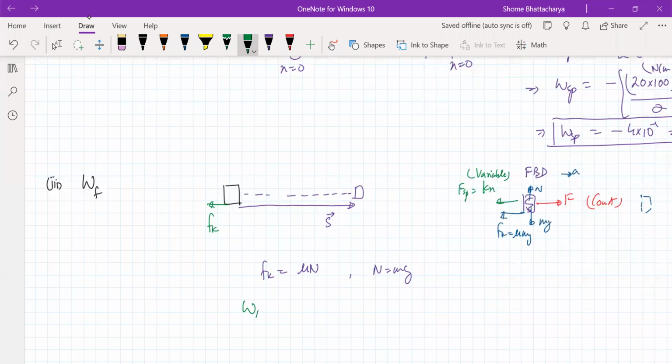So work done by friction will be simply equal to minus of friction into displacement. So minus of mu mg into S. So that is minus of 0.1 into 5 into 10 into 2 centimeters. So this is becoming 5 joules into, so it will be minus 0.1 joules. This will be the work done by friction.